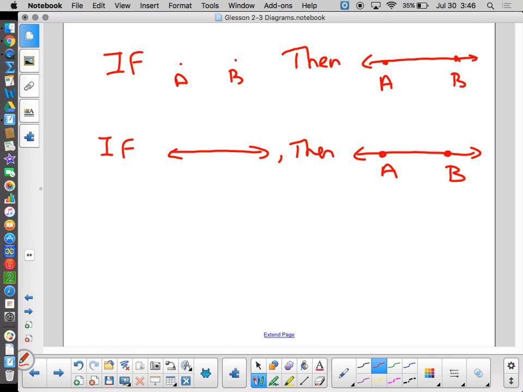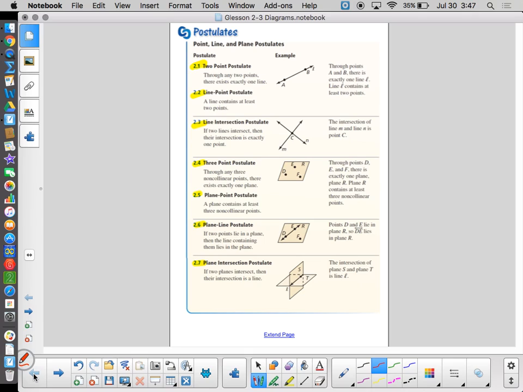So they are different in that their starting conditions are different. The first postulate there, 2-1, the 2-point postulate, starts with 2 points and ends with a line. 2-2, the line-point postulate, starts with a line and ends with 2 points. So they're converses. They're very closely related, but they are not saying the same thing. Both, by the way, I think are very self-evident.